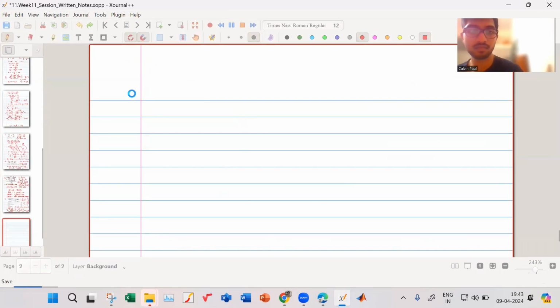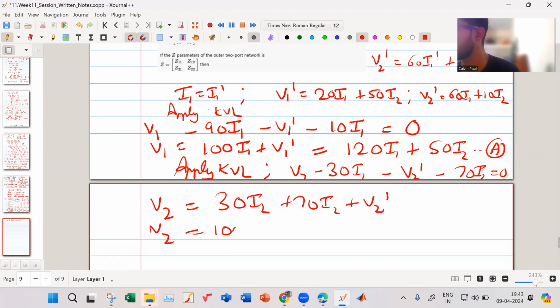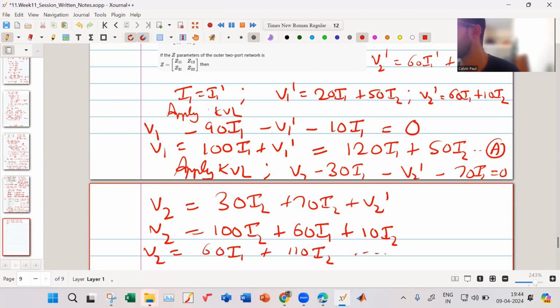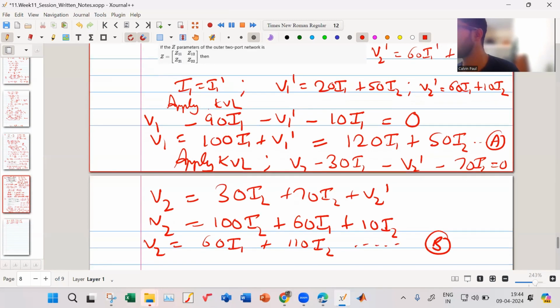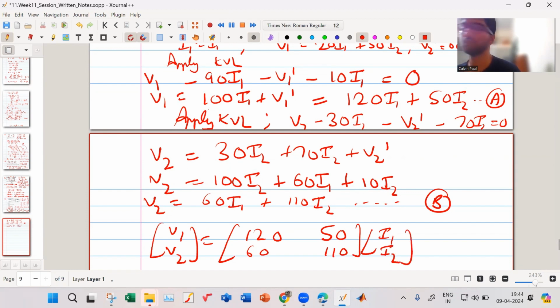So V2 is equal to 30 I2 plus 70 I2 plus V2 dash. So V2 is equal to 100 I2 plus 60 I1 plus 10 I2. So V2 is equal to 60 I1 plus 110 I2. This is my B. So I will get my overall V1, V2 is equal to [120, 50; 60, 110] times I1, I2.